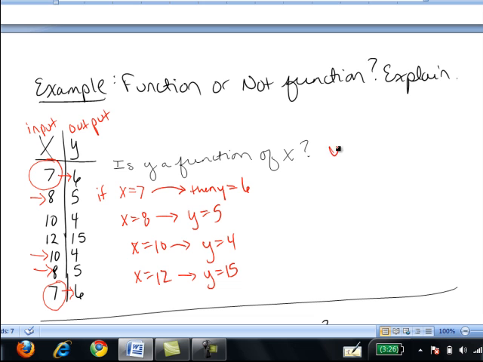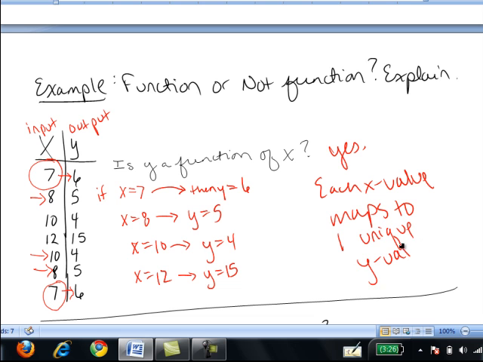So in this case, yes, each x value maps to one unique y value. You know exactly where each x value is mapped to one specific y. So y is a function of x.